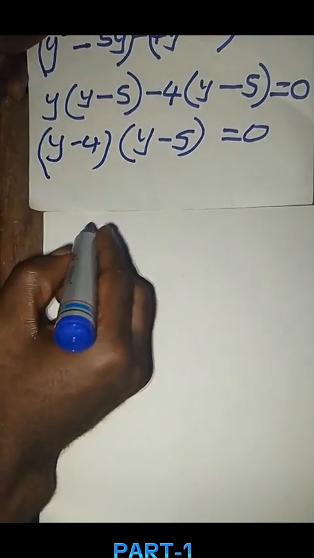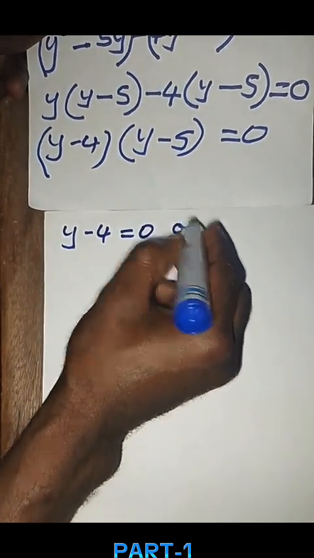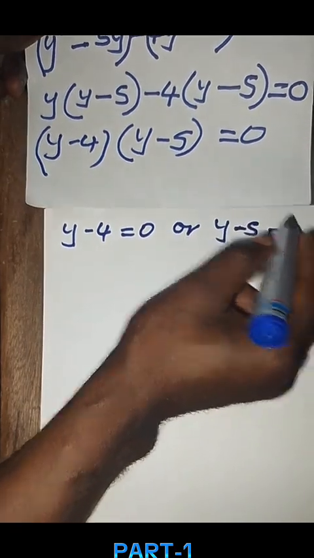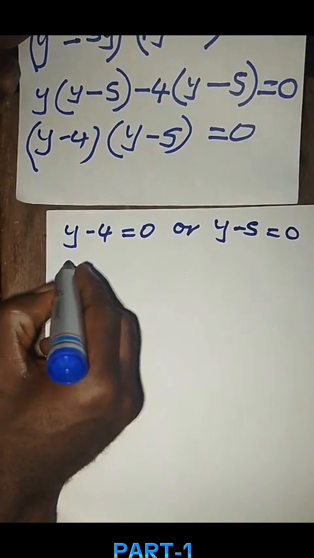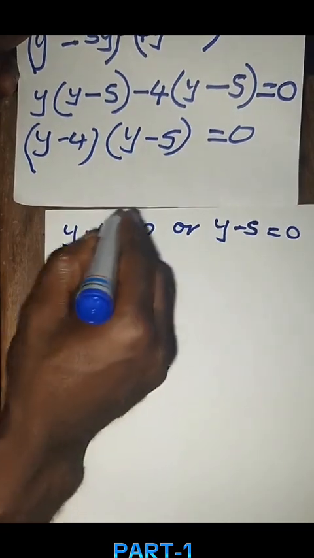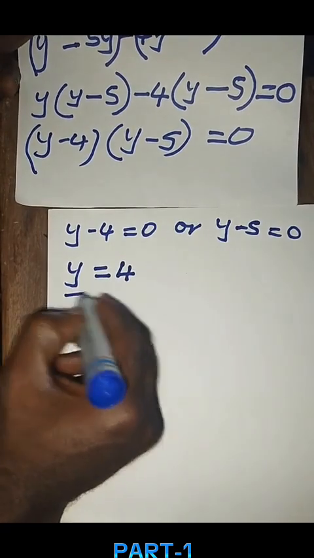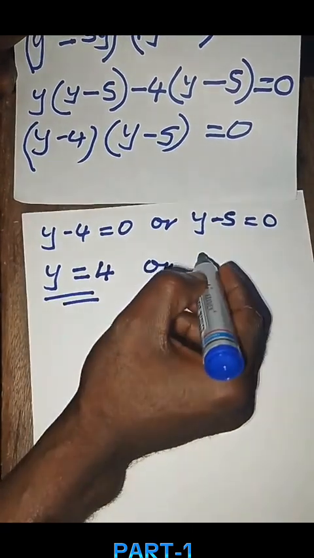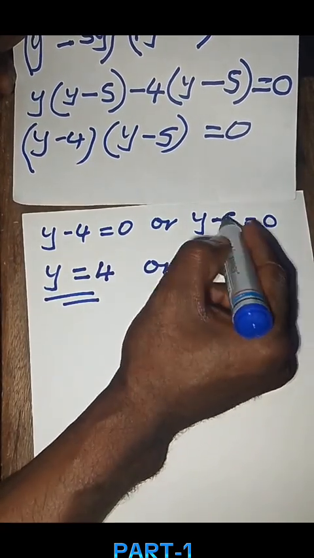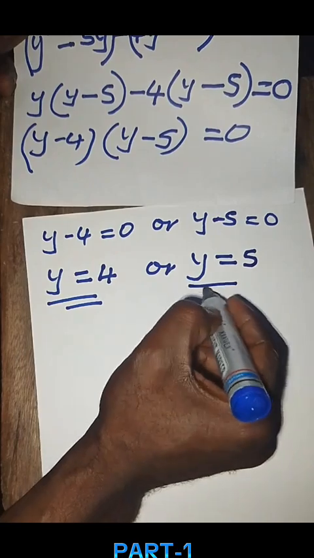All right, so now we say y minus 4 is equal to 0, or y minus 5 is equal to 0. So we are working out for y here. So y is equal to 0, and this 4 goes over and changes to what? Plus 4. So straight off, the answer for y here is 4. Or y is equal to 0, then this one goes over and becomes 5. So that is the value for y.